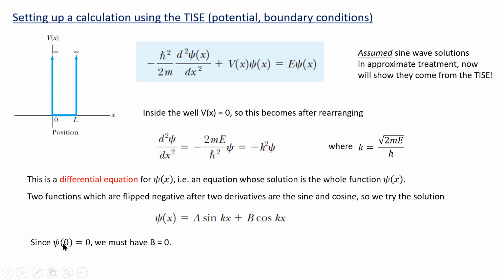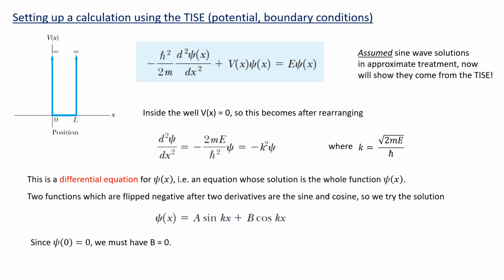So since psi of 0 equals 0, if we plug in 0 for x, sine of 0 is 0, so that would be fine. But cosine of 0 is 1, so this would become plus b. So in order for psi of 0 to be 0, b must be equal to 0. So that's an example of a boundary condition restricting the possible functions which will solve our differential equation. So we must have b equals 0.